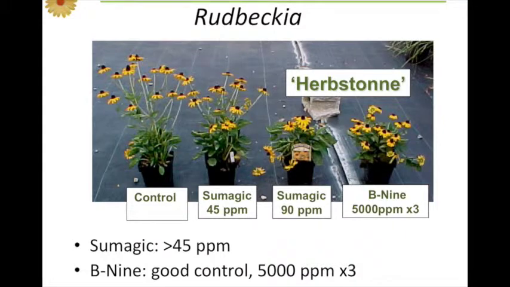I don't know why that slide got moved to the next spot, but there it is. So when you look at B-Nine, here's Joyce Latimer's work also. You can compare the control with 2 Sumagic rates and then the B-Nine application that was made 3 times, and you can see some comparable control.